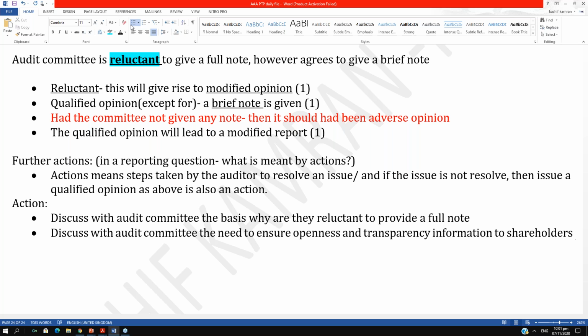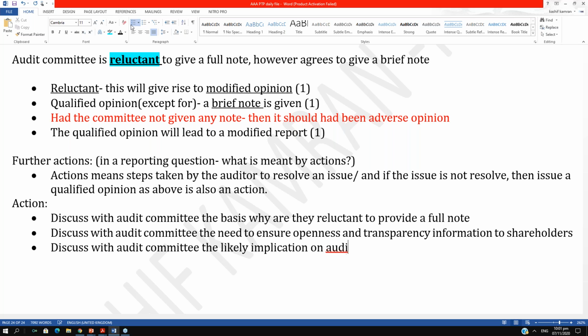Discuss with the audit committee, right? The need to ensure the openness and transparency of information to shareholders. Discuss with the audit committee the basis why they are reluctant to provide a full note. And finally, you can discuss with the audit committee the likely implications on the audit report.